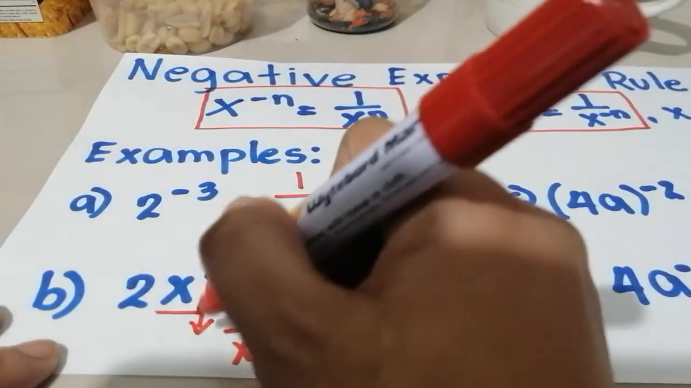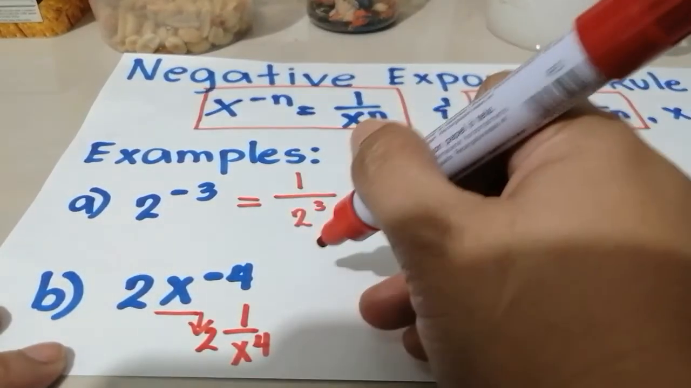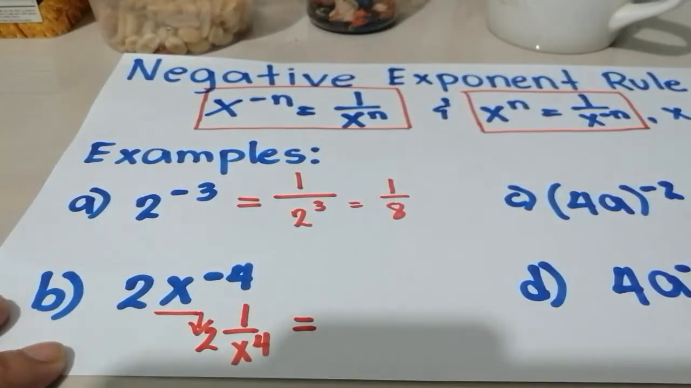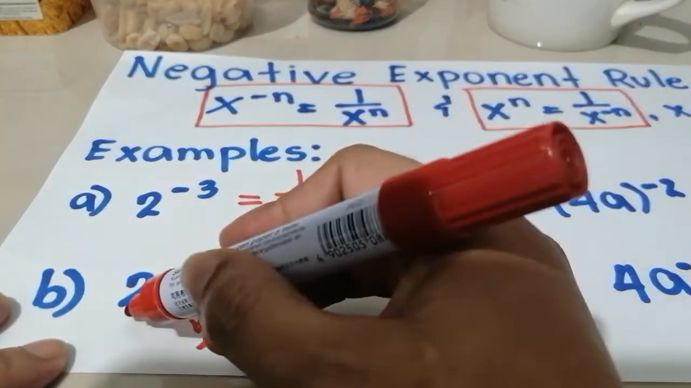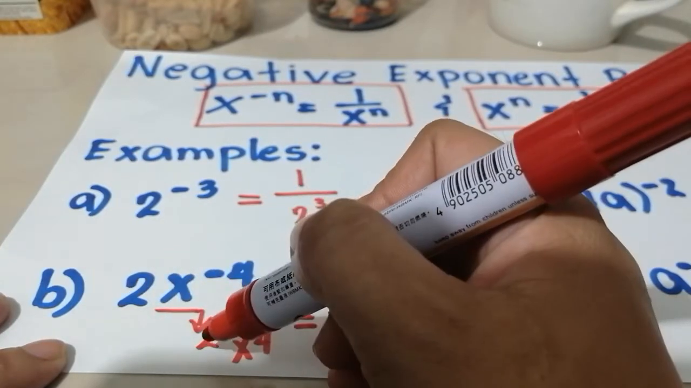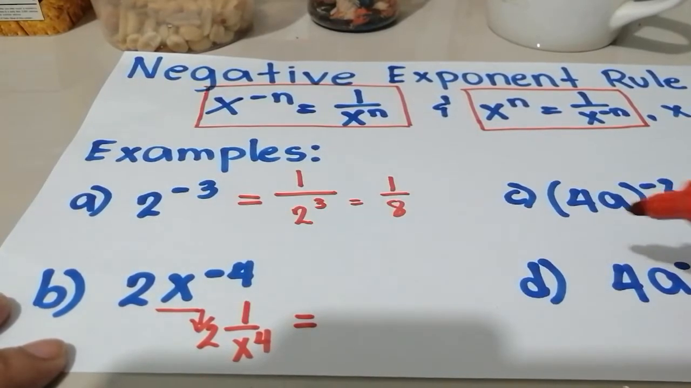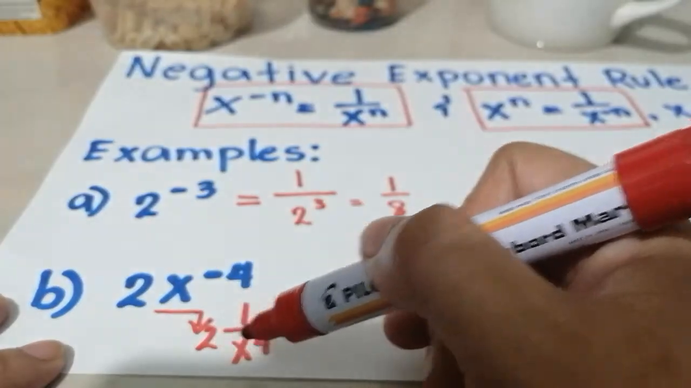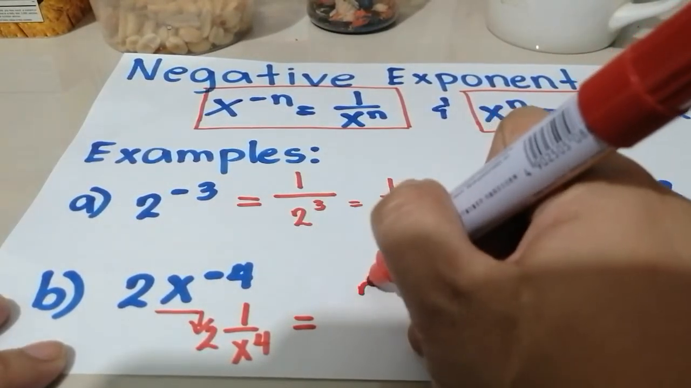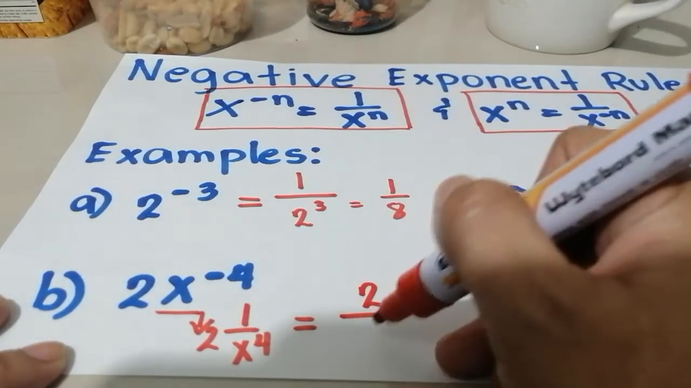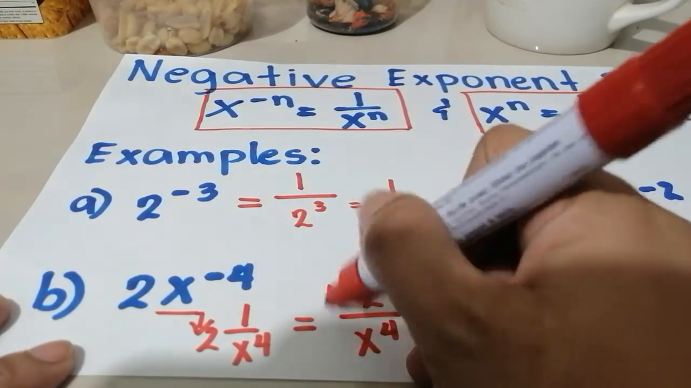We're going to write 2 just beside this, or we can just write it as 2 times 1. Kasi the denominator of 2, if it's a whole number, is always 1. So, the rule in multiplication is numerator times numerator, denominator times denominator pag nagmo-multiply. Okay? So, 2 times 1 here. So, that will be 2 over x raised to the fourth power. Okay? So, ganun yan. So, this is the answer.